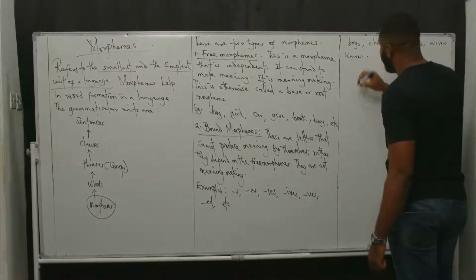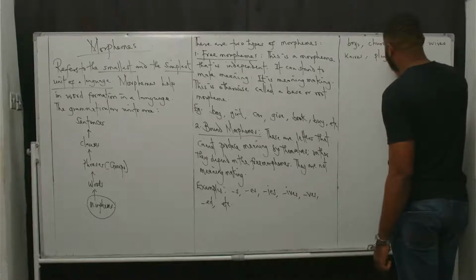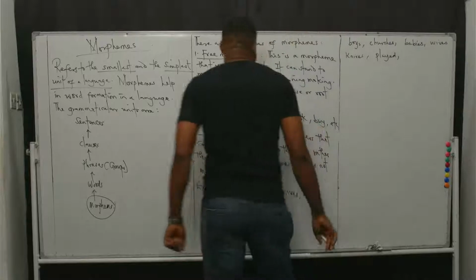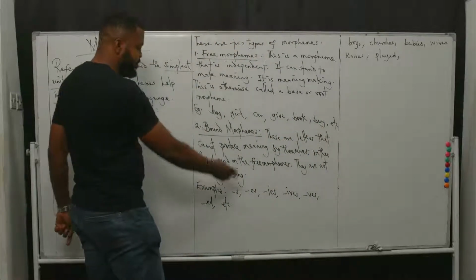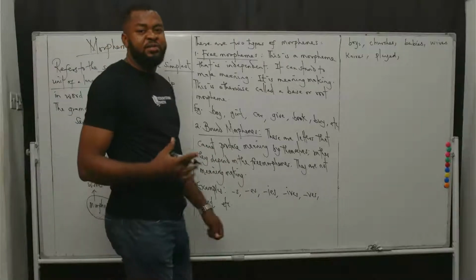Let me make it plural: knives. I can have played, and so on like that. So now let's try to demystify. I've been able to form actual words for each of these bound morphemes. So let's try to demystify their meaning.